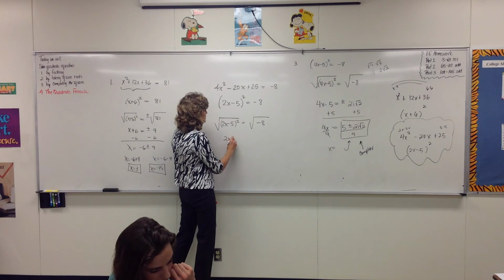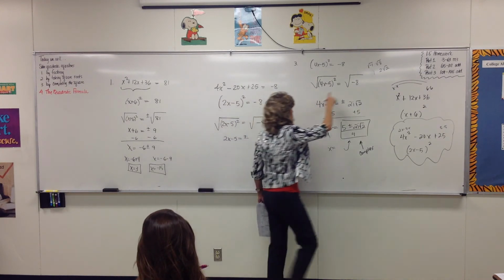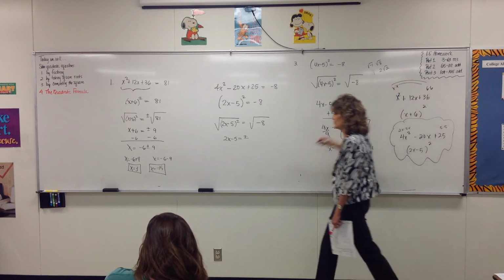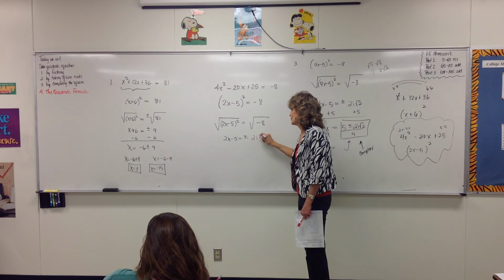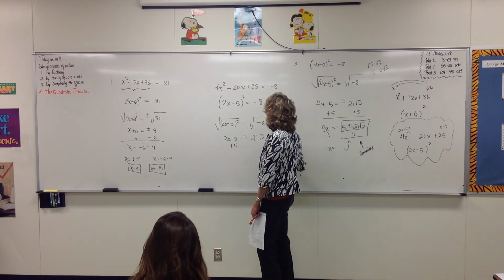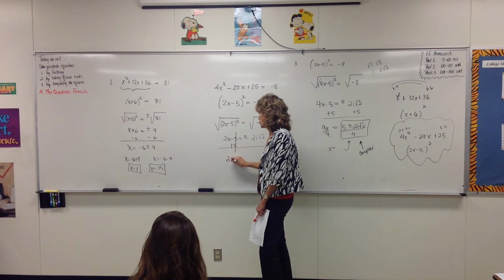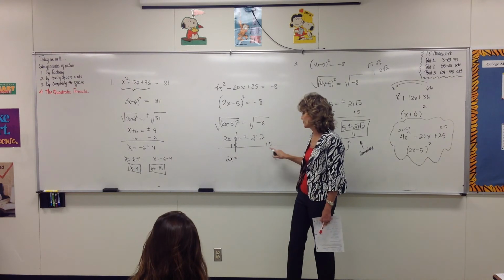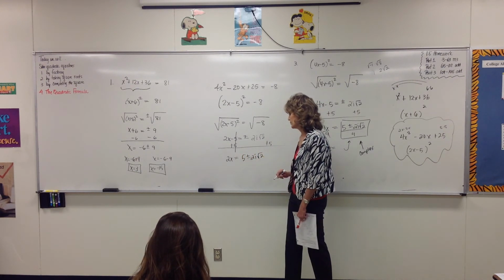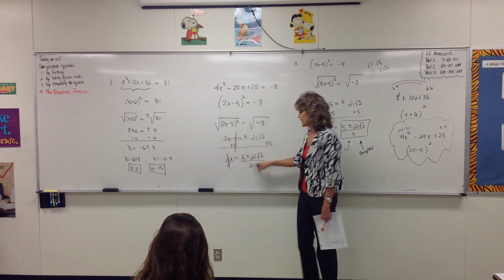So 2x minus 5 equals plus or minus. We've done this one a bunch. What did we get for the square root of negative 8? 2i square root of 2. Then add 5 to both sides. 5's are gone. 2x equals, start here, 5 plus or minus 2i square root of 2. Then divide everything by 2. True or false? I can cancel those 2's.